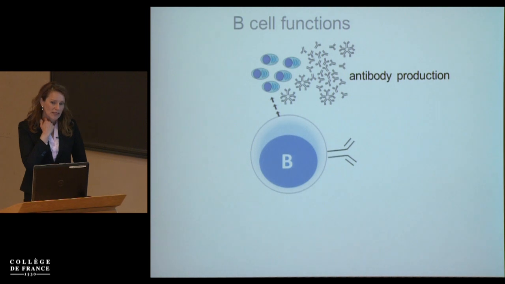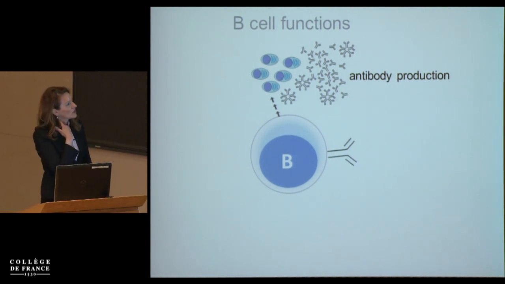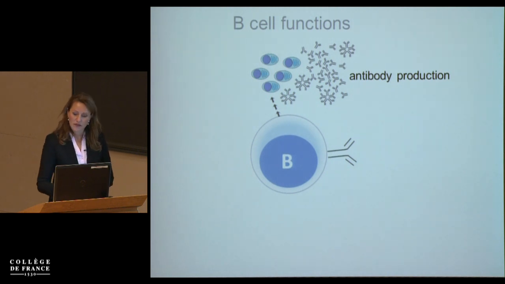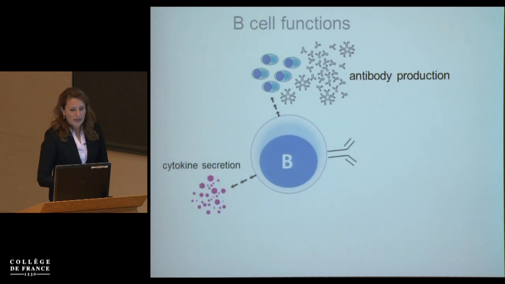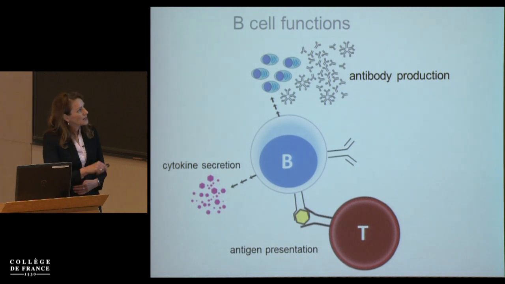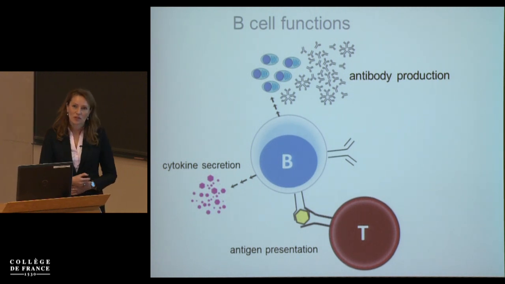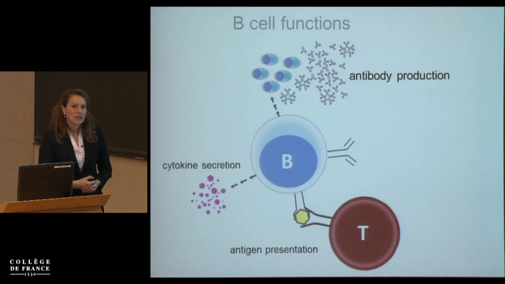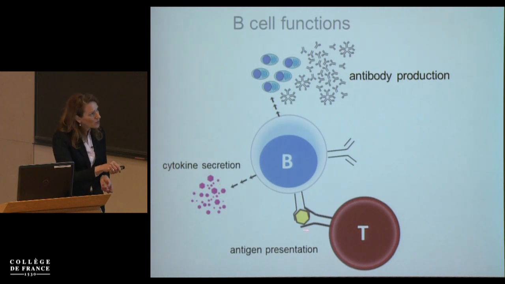The function of B cells is, of course, antibody production, which is the most known and important function, but the B cell has other functions. They can secrete cytokines. These cytokines can affect the rest of the immune system and modulate the immune response. The B cell can also present an antigen to a T cell. This is how you stimulate and activate a T cell: having a cell that presents the antigen to the T cell, then the T cell can be activated. And this is the function of the B cell.